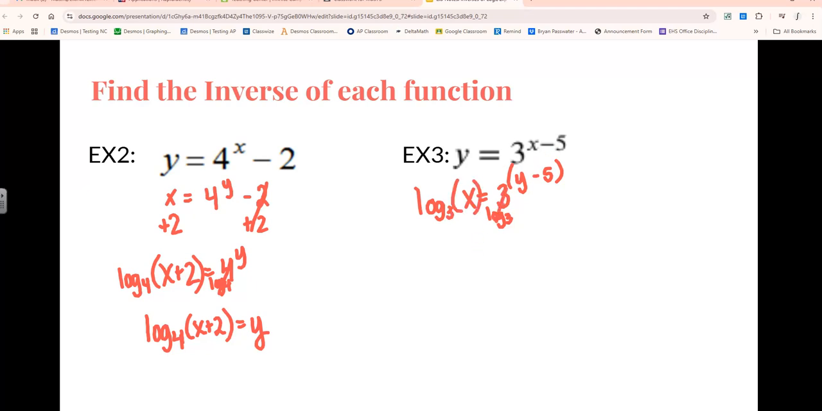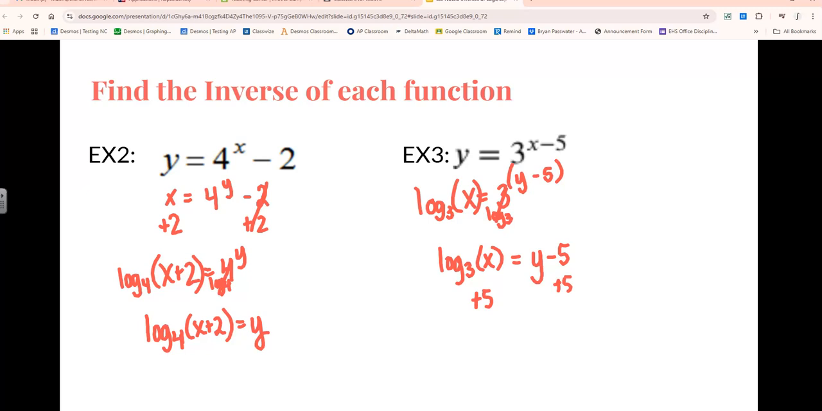Okay, so what that's going to do, that'll get rid of the 3. I'll have log base 3 of x. You can put parentheses around the x or not. It doesn't matter. But what you need to know is the next steps are not inside of those parentheses. And then I just have y minus 5 right here, because that's all that's left on that side. Now what would I do, Sophia? Add that 5. And when you add the 5, it does not go on the inside of the log.